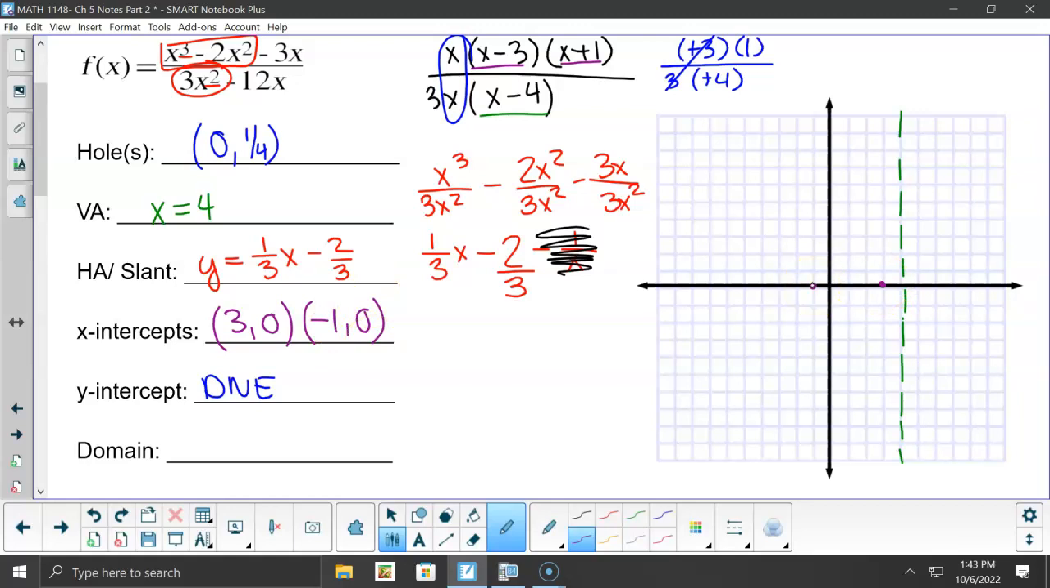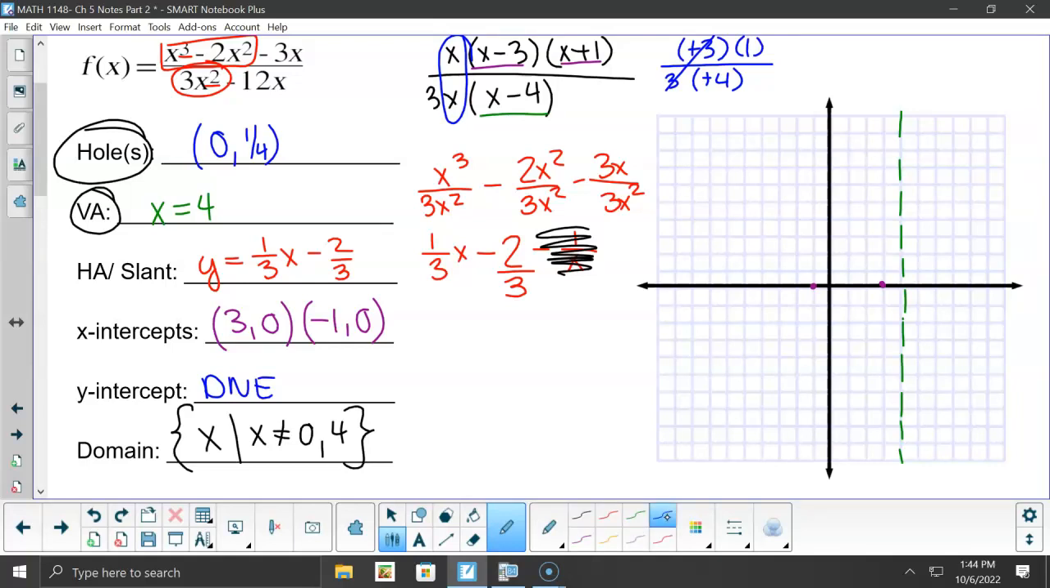All right, and then for domain, what do I know about domain? It does go a long way, except what values are kicked out of the domain? And the holes. Okay? So it's x such that x does not equal 0 or 4. Okie dokie. So, next step is going to be actually graphing the stupid thing.